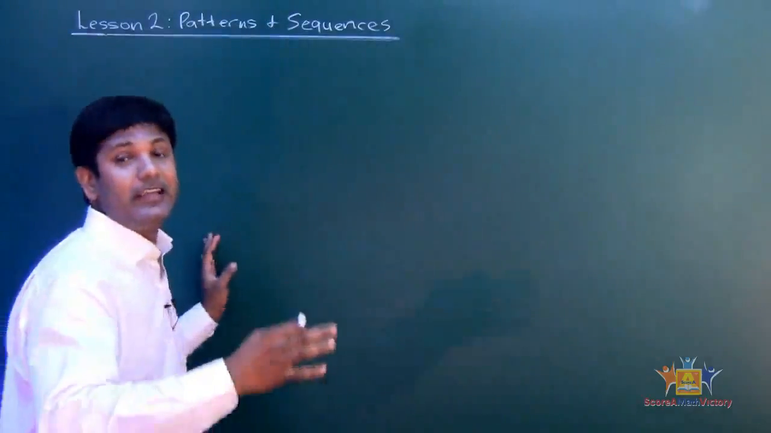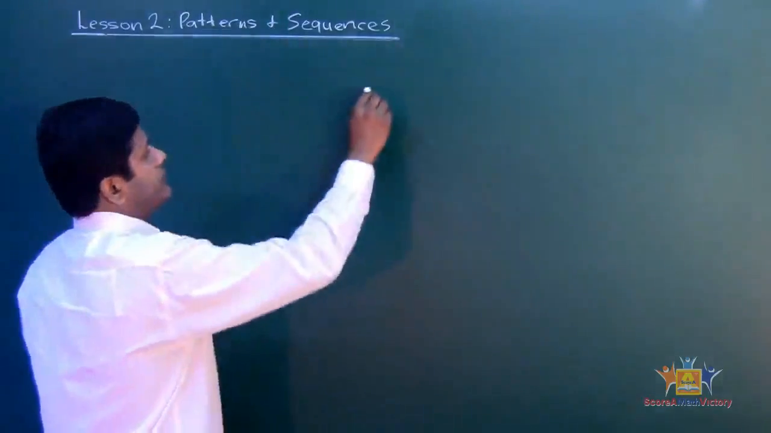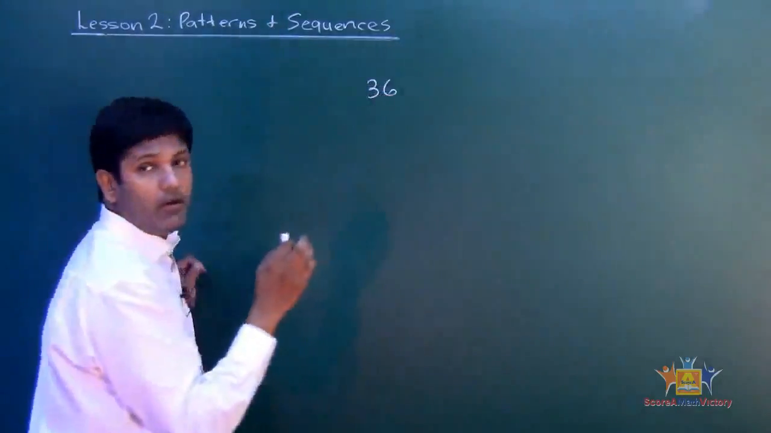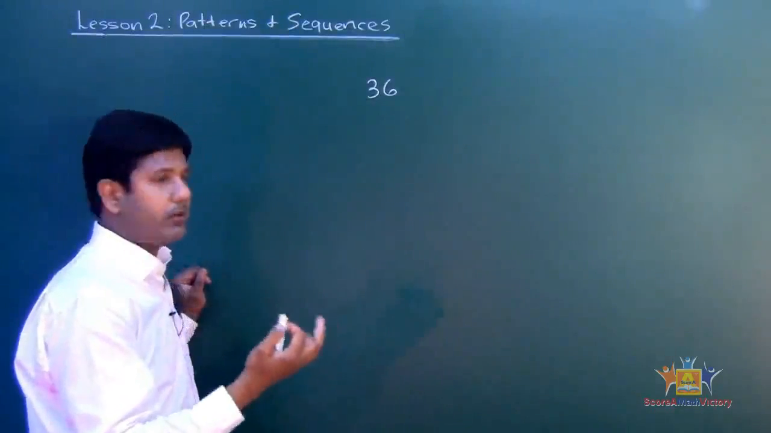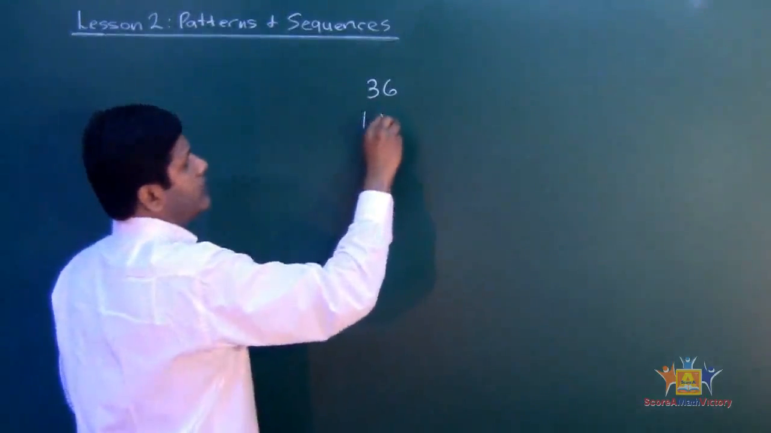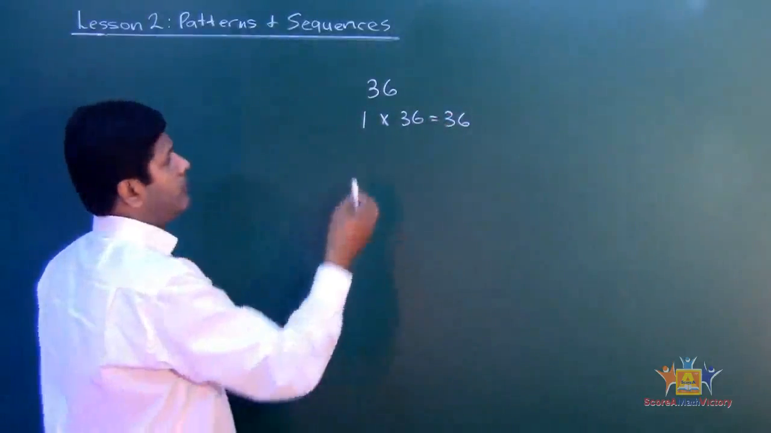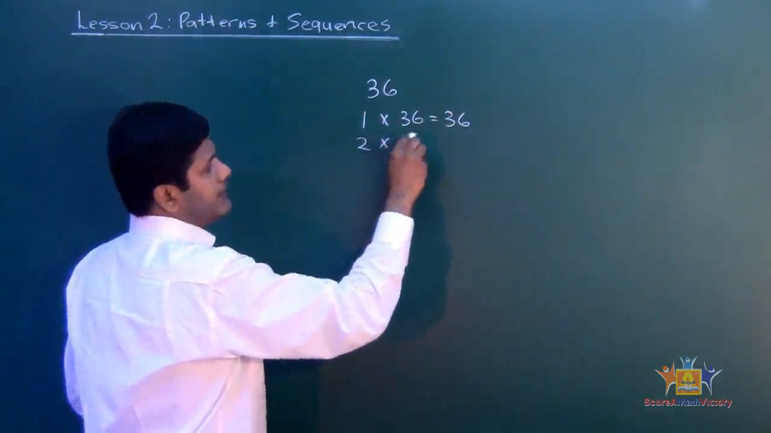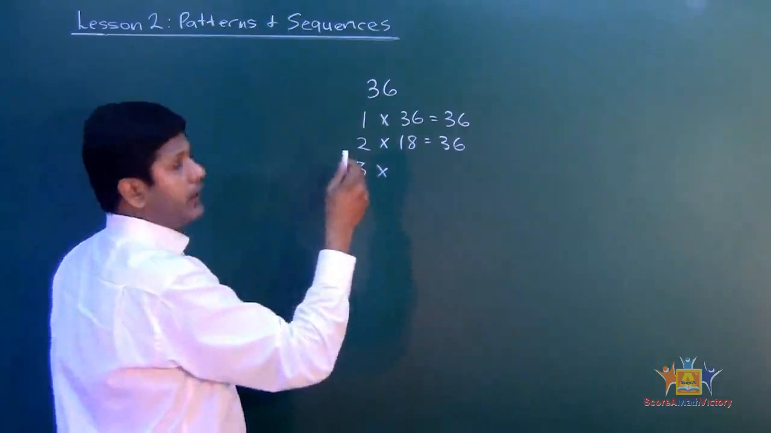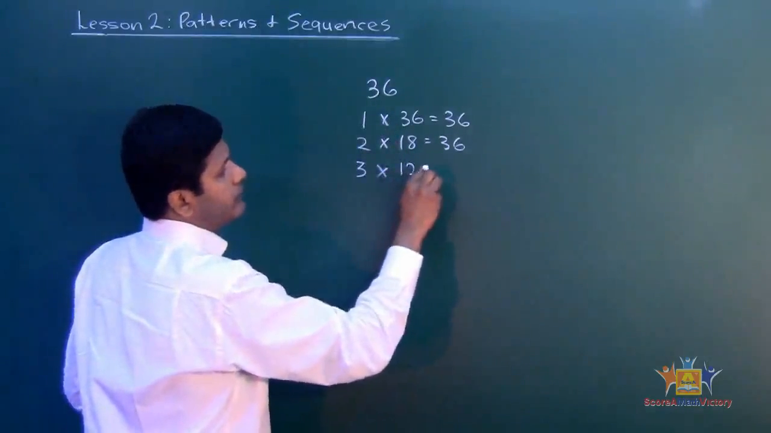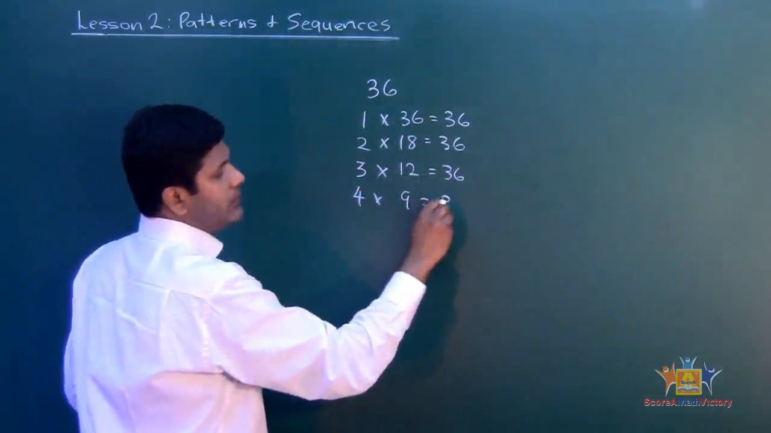Alright, my dear students. Let's say for example, Mr. Mac said, find all the factors for 36. So what's the first number that we want to use? First number will be 1, because we know that 1 times 36 is going to give me 36. So what will be the next number? 2. 2 times 18 gives me 36. And what's next? 3. 3 times what? Exactly. 3 times 12 gives me 36. And then 4. 4 times 9 gives me 36.